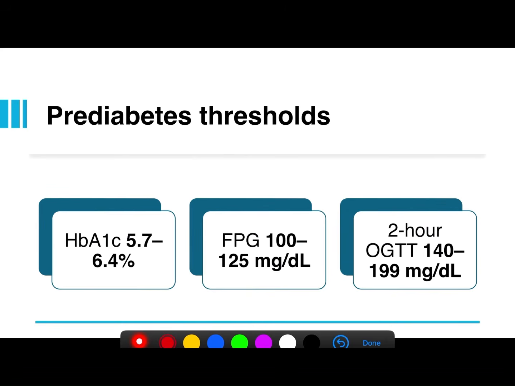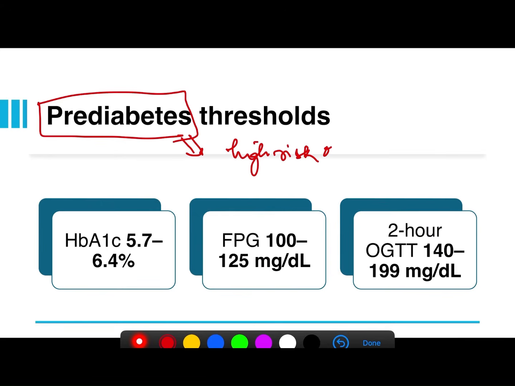Prediabetes is a condition where the blood sugar levels are higher than normal, but they are not yet high enough to be classified as diabetes. Persons who are diagnosed as pre-diabetic have a high risk of developing type 2 diabetes mellitus. But the important thing here is that these changes may be reversible with lifestyle changes.